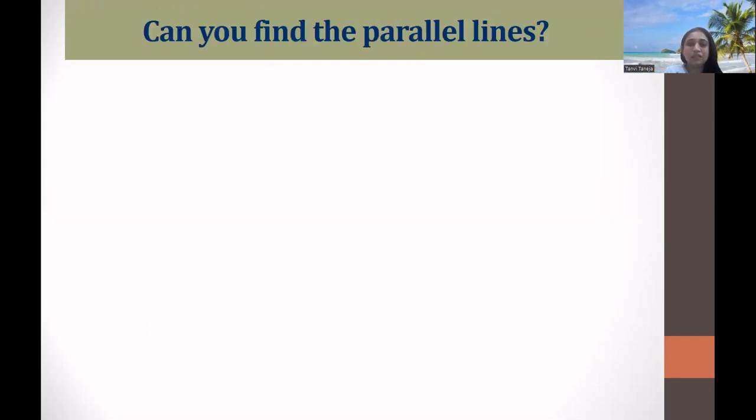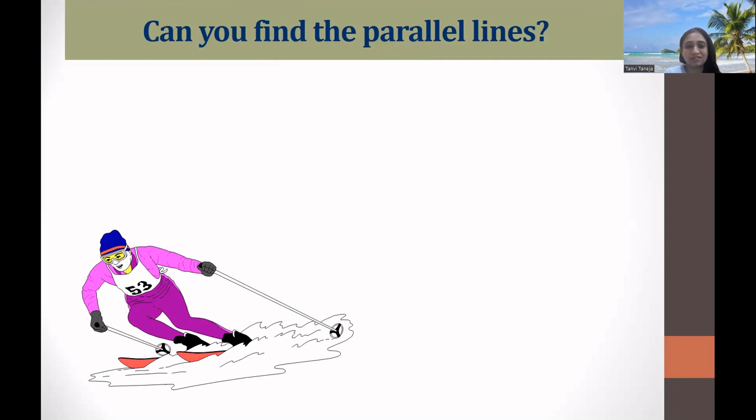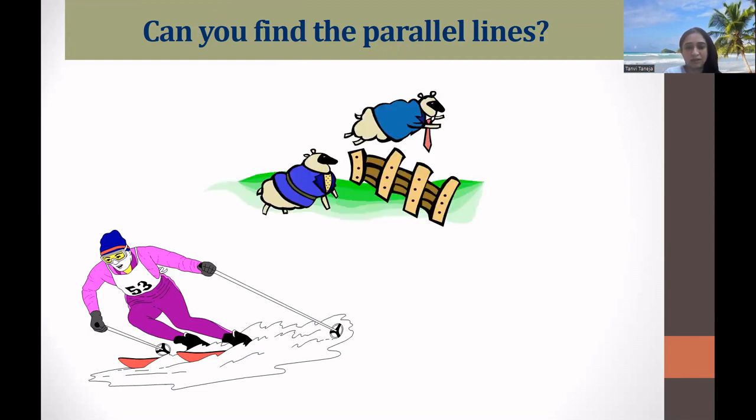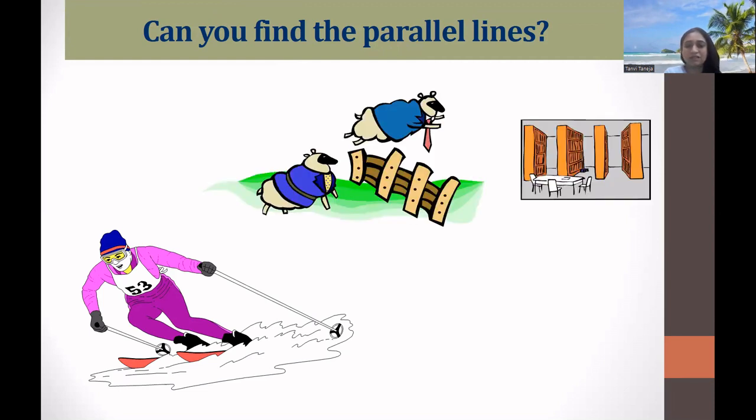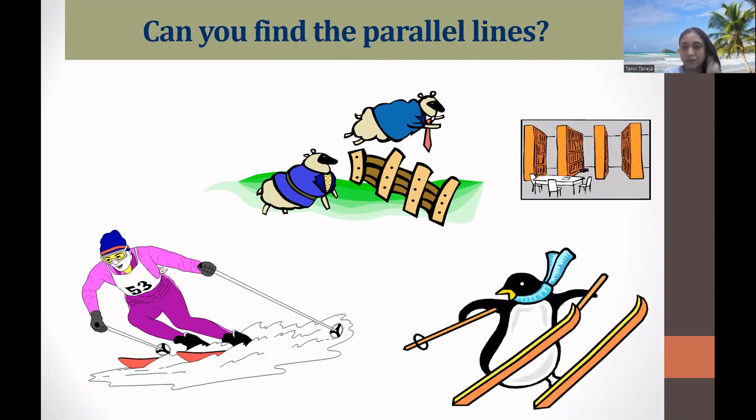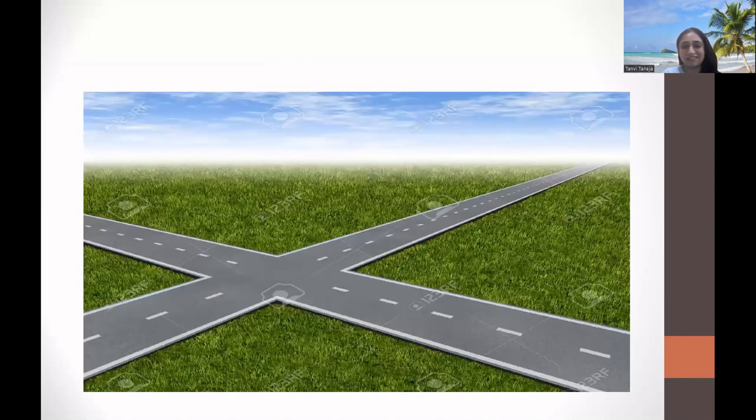Now, you can find parallel lines anywhere. So just try to identify them. Here the person is holding the skates and the lines that are formed are again parallel lines. You can see the shelves of the library also forming parallel lines. Oh my God, this penguin is also having some skates and this is also representing the parallel lines.